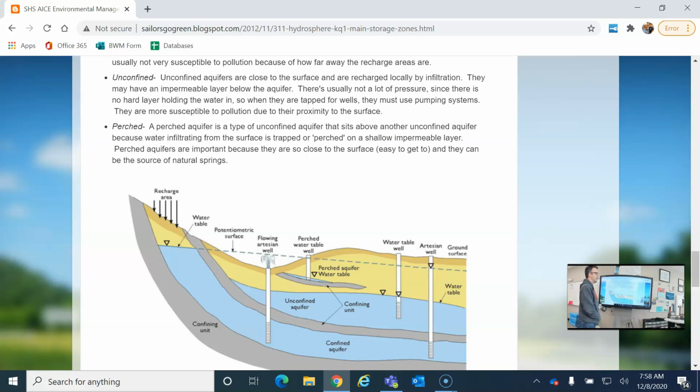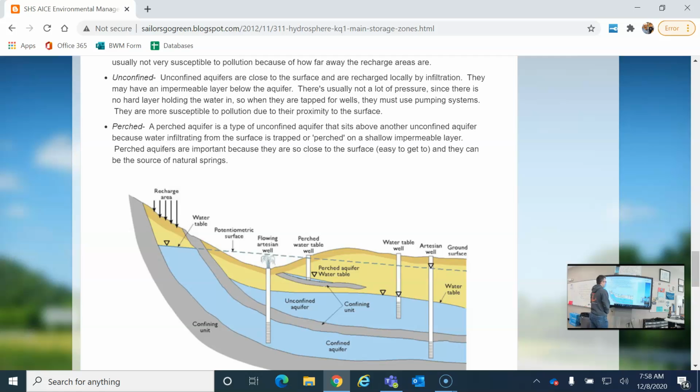So when you do tap these, the disadvantage, while they are easier to get to and can have a good amount of water and don't take as long to recharge, is that you have to physically pump it out yourself, usually with electronic pumps. They're also more susceptible to pollution because of how close they are to the surface.